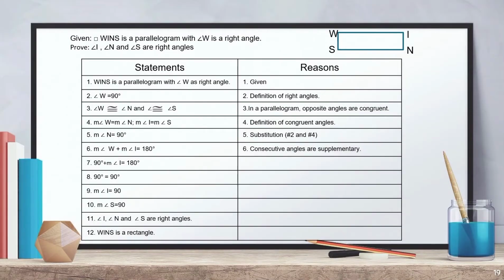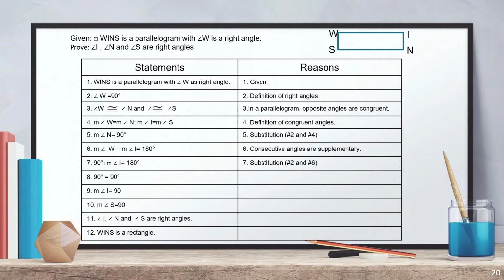Reason, consecutive angles are supplementary. We already know that in a parallelogram, two consecutive angles are supplementary. Statement number 7, 90 degrees plus measure of angle I is equal to 180 degrees. Reason is by substitution. So we base our statement number 7 from statement number 2 and statement number 6.